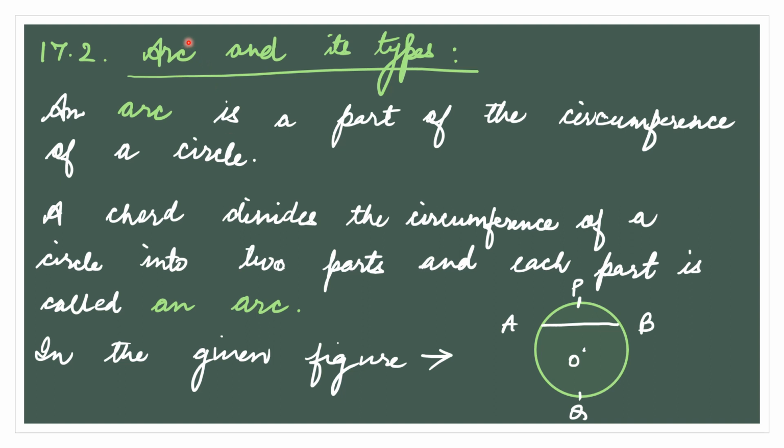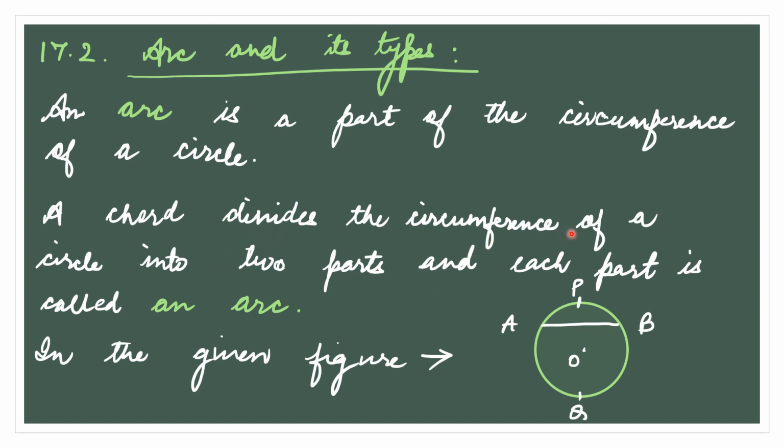Now coming to what is an arc and its types. 17.2, that is arc and its types. An arc is a part of the circumference of a circle. A chord is drawn inside a circle, but an arc is on the circumference of the circle. It is not inside the circle, it is on the circumference.